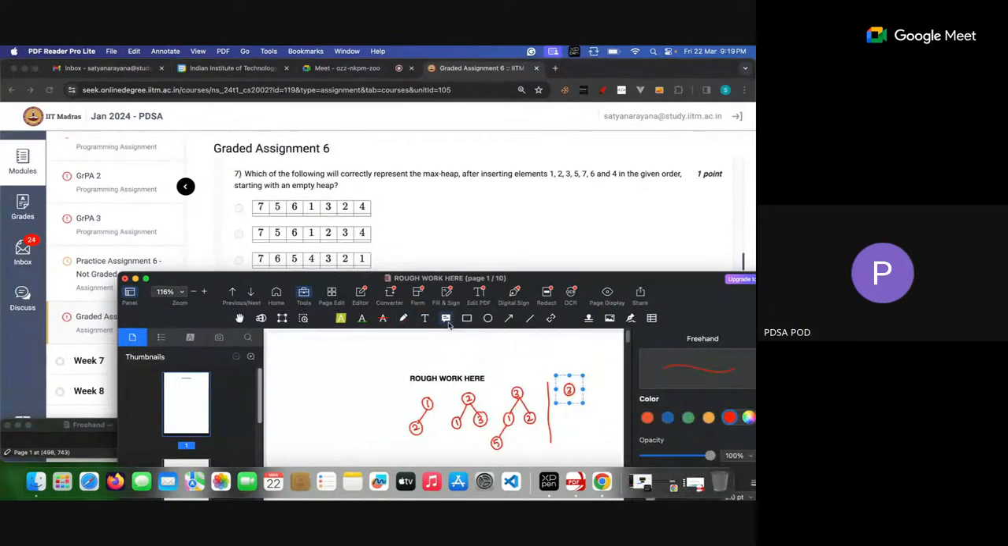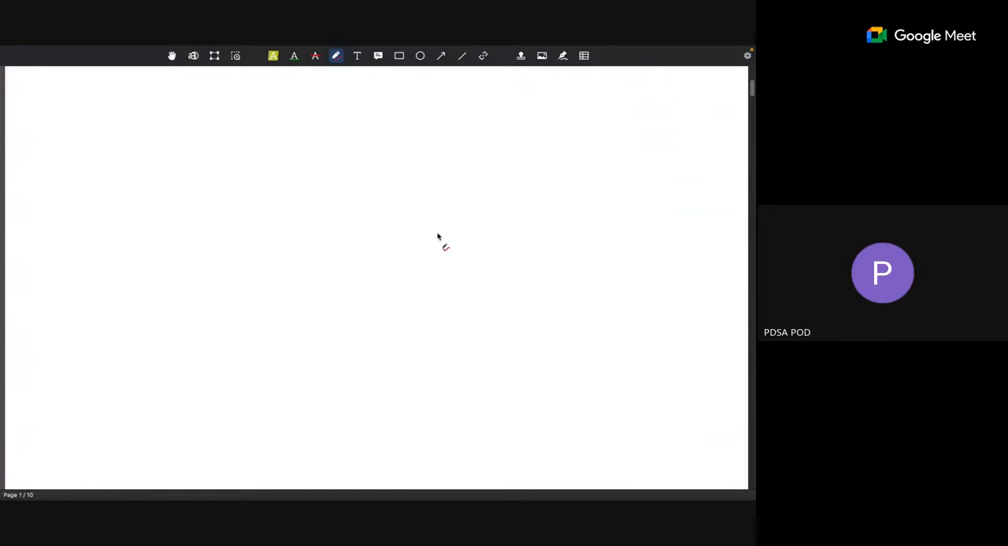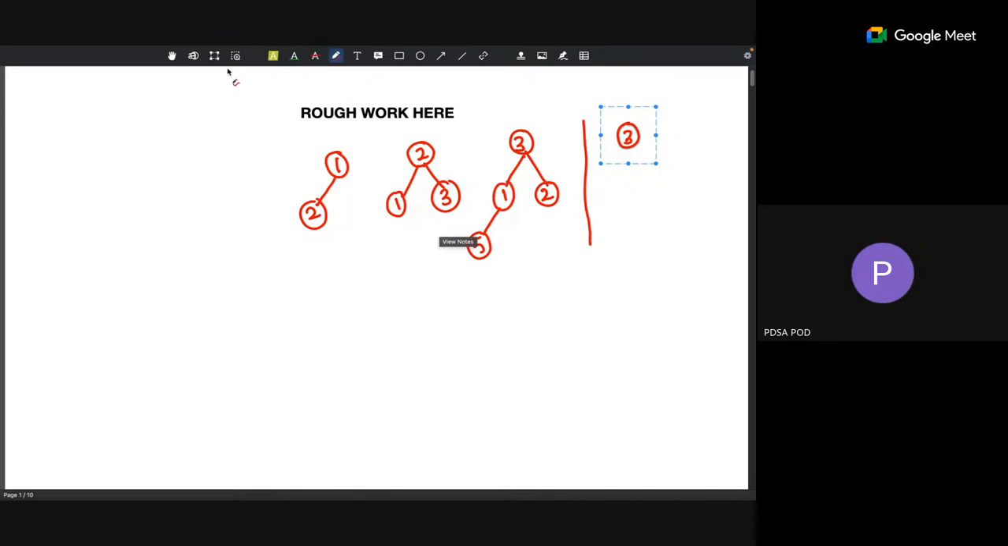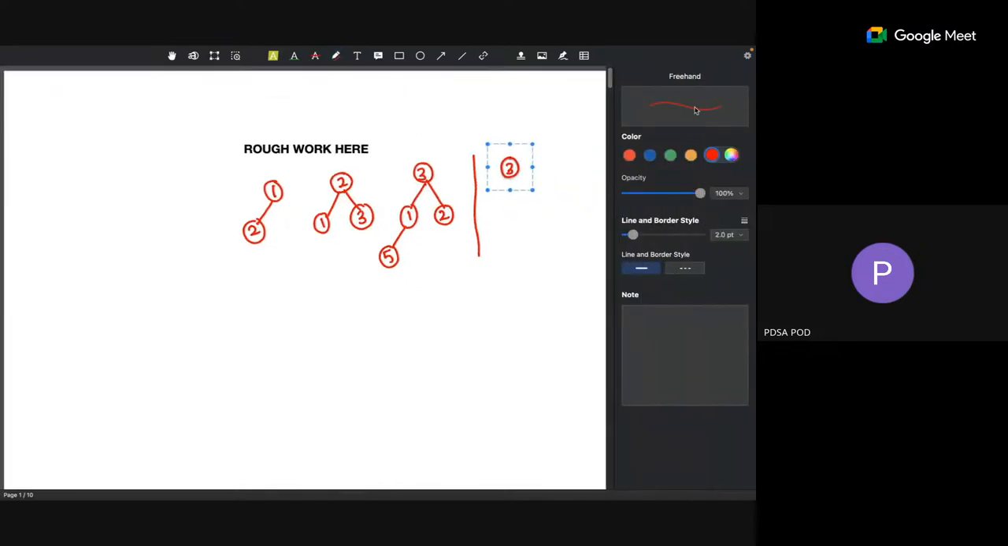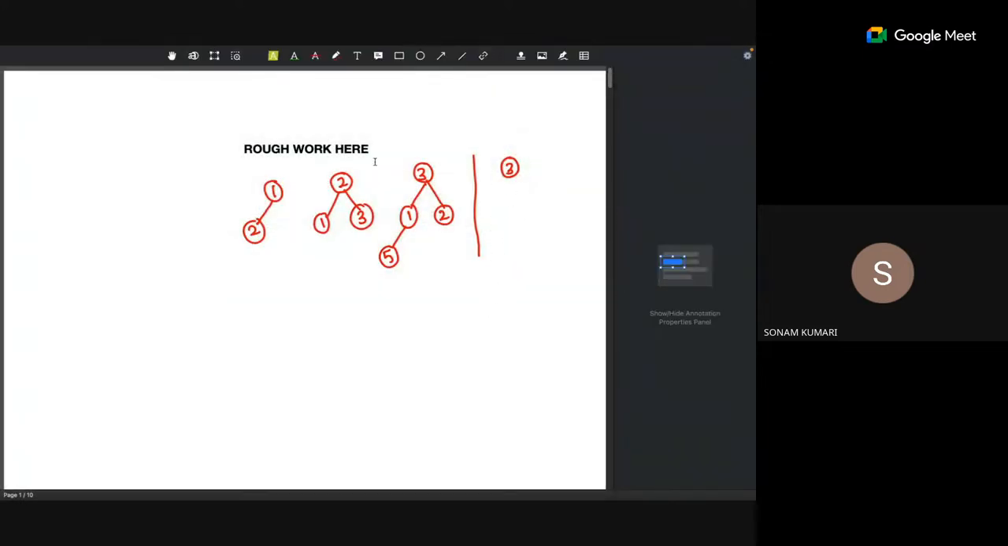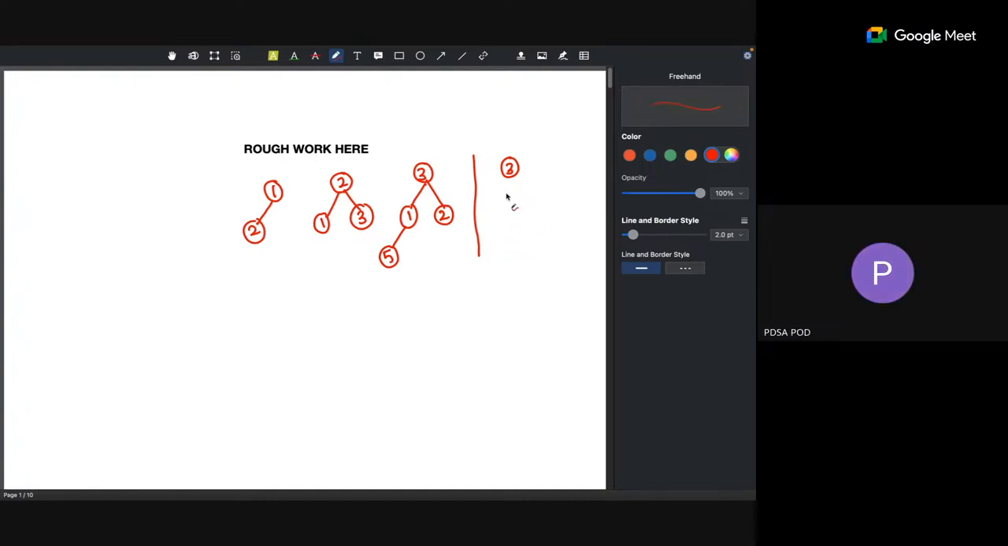3. Why is it 3? I'm sorry, something is a problem with this pen. 3, and then after it, we have 5 here. Because it is swapped, 1 is here and then 2 is here. Is it right?